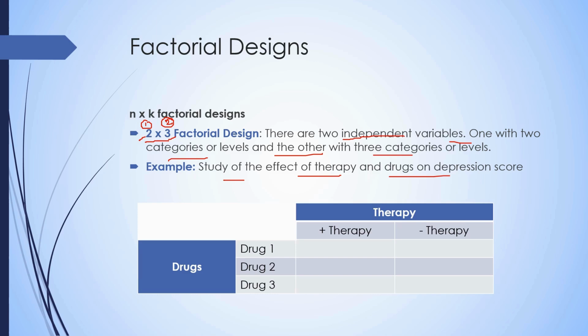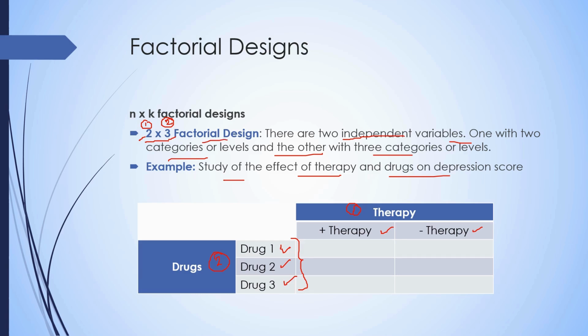Here under therapy, which is our first independent variable, I have 2 levels, plus therapy and minus therapy, which means this would be treatment with therapy and this is treatment without therapy. And for the second independent variable, I have drugs, and I've got 3 levels here. I'm using 3 different drugs to check the effect. Mine would be drug 1, drug 2 and drug 3. So I have 3 levels for my independent variable here. So this is my 2 into 3 factorial design.